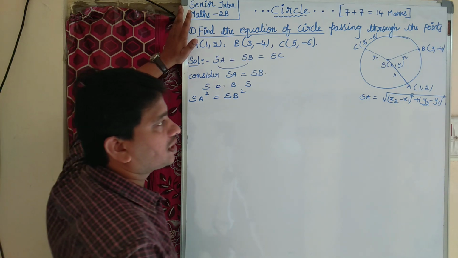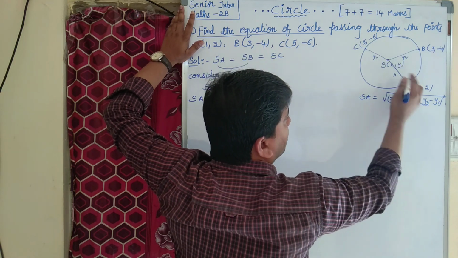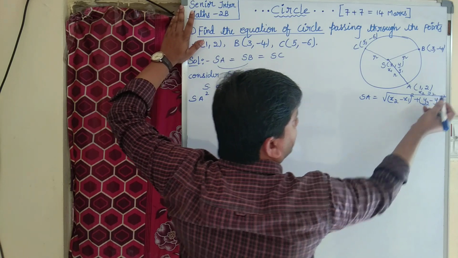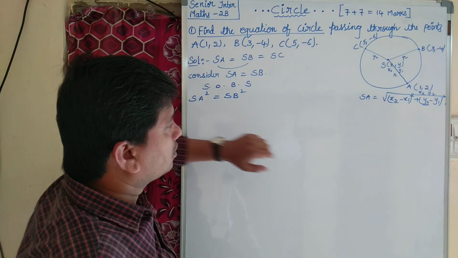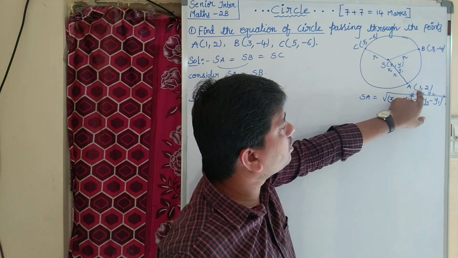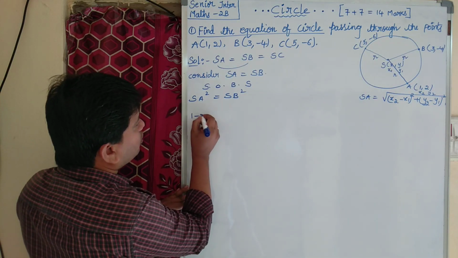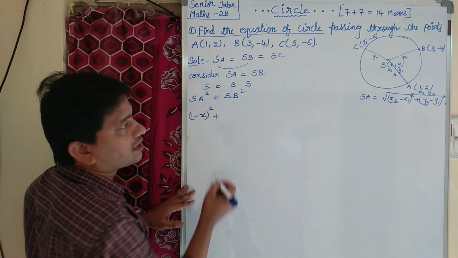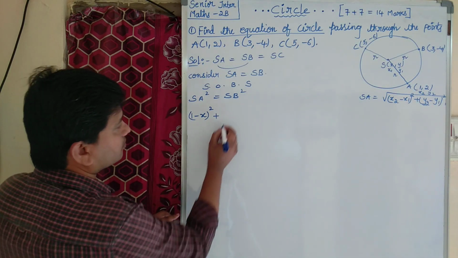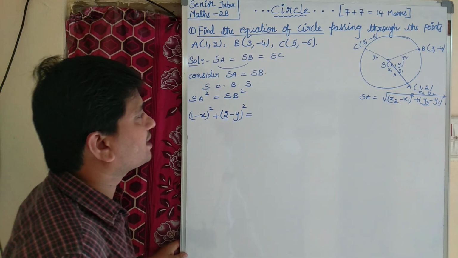Right? So see, children, from the diagram we can do it easily. Distance between S and A: let me call S as x1 y1, and A as x2 y2. So the formula is (x2 minus x1) whole square plus (y2 minus y1) whole square. x2 is 1, x1 is x: (1 minus x) whole square plus y2 minus y1, that is (2 minus y) whole square, equal to the distance between S and B.